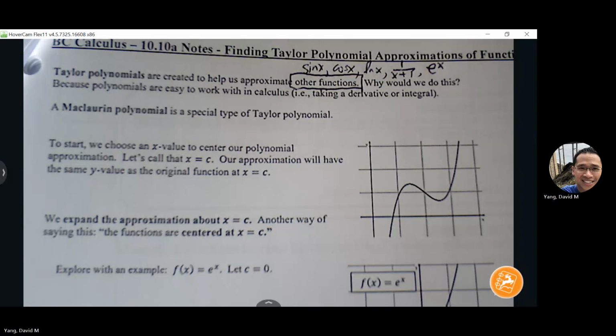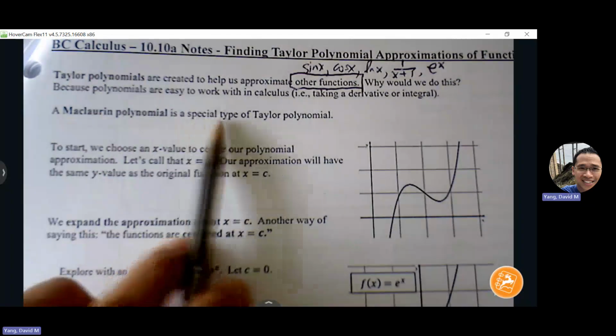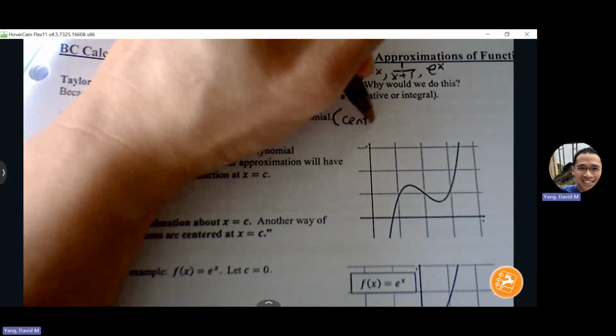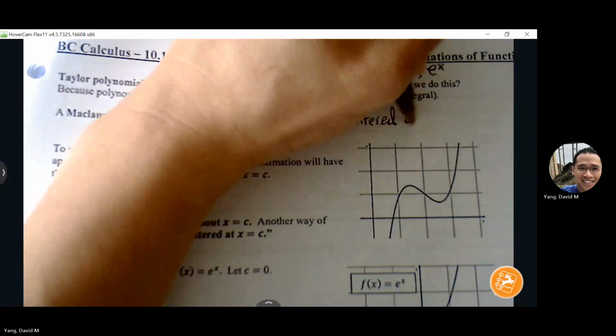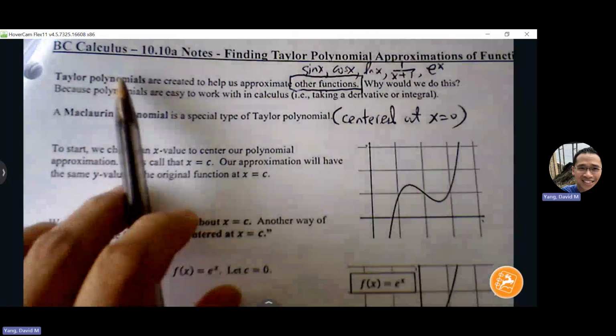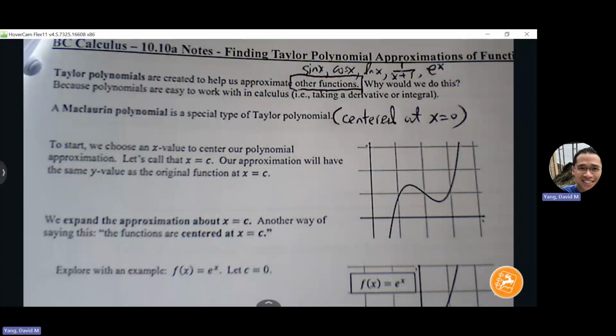We also have something called a Maclaurin polynomial. It's basically the same thing. It's a special type of Taylor polynomial. It's centered at x equals 0. A Taylor polynomial can be centered at other x values, but a Maclaurin polynomial is always centered at 0.